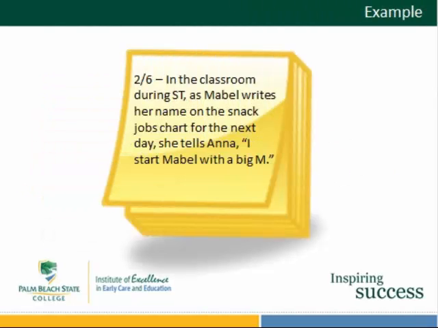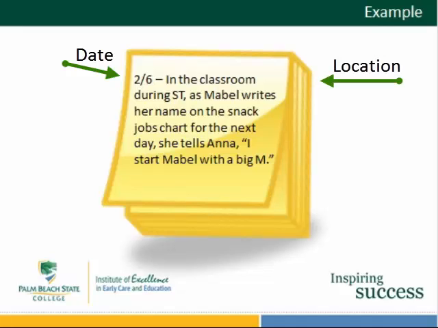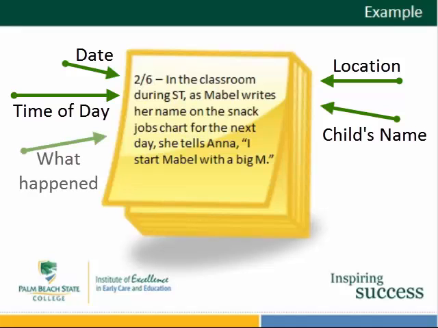What does an anecdotal note look like? The best way to learn is to take a look at one. It begins with the date and location, and then notice the time of day the observation occurred. Notice the time does not need to be exact, but can simply be written as lunchtime, center time, or another part of your daily classroom routine. Notice this anecdotal note was taken during snack time, and the abbreviation ST was used. Also, be sure to include the child's name, what happened during the observation, and how the observation ended.